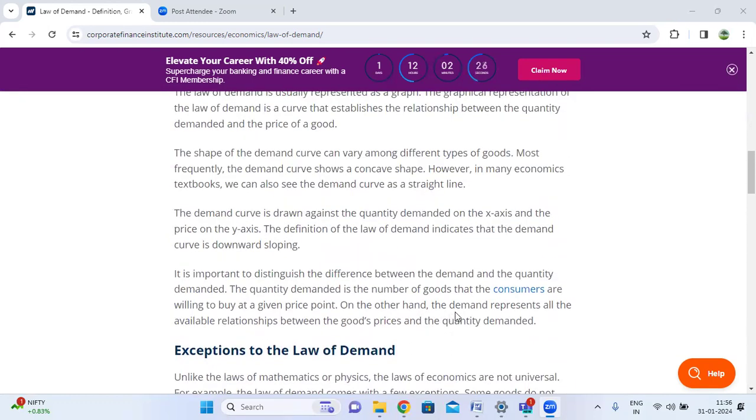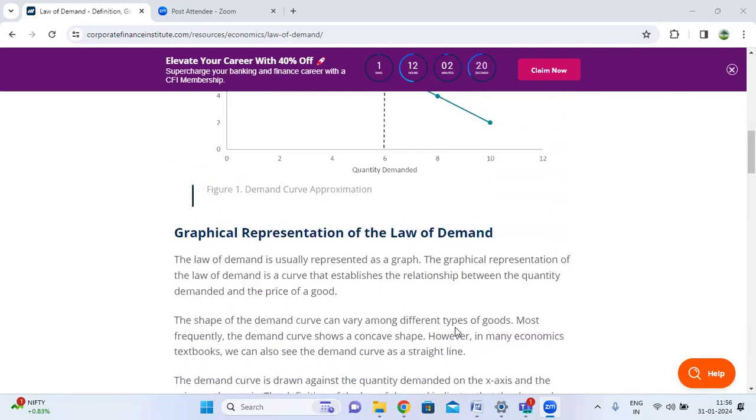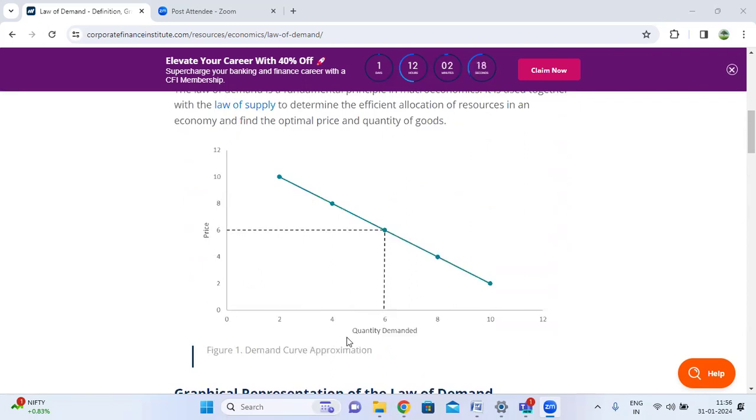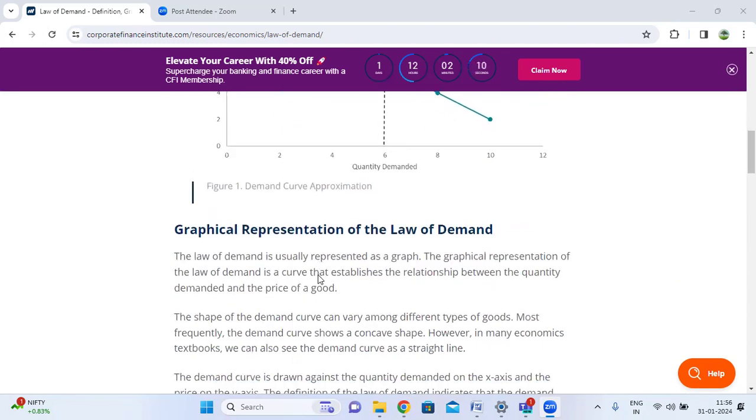On the other hand, demand represents all available relationships between the goods' price and quantity demanded.